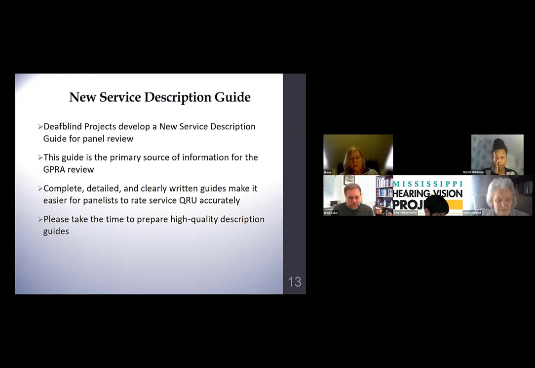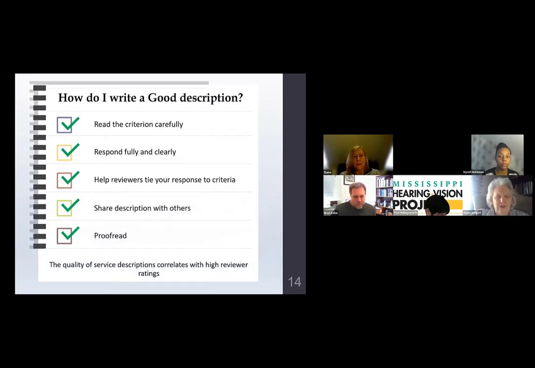Your project officers and the SIP staff are always willing to have a conversation with you about this work and to review drafts of your description guide if that would be helpful. Thank you for emphasizing that, Elaine. I want to reiterate that we are at OSEP planning to have conversations with each of the sampled grantees on your service description. And so rest assured that we are there for you on that process.